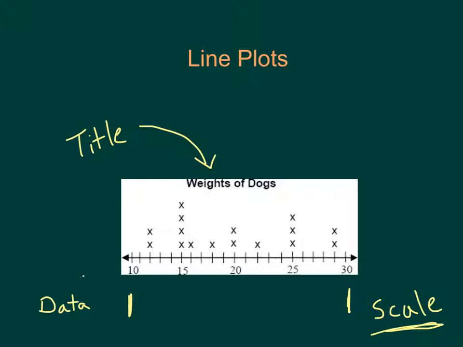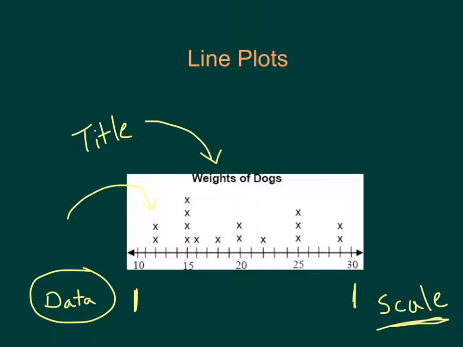And line plots also have data, and data is the information in the line plot. So any information, that's data. So the data in this line plot shows me the weights of different dogs. I can see that right here there's two X's at number 12. So that means there are two dogs that weigh 12 pounds. And really this line plot should have labeled what these numbers are too, just saying in pounds.